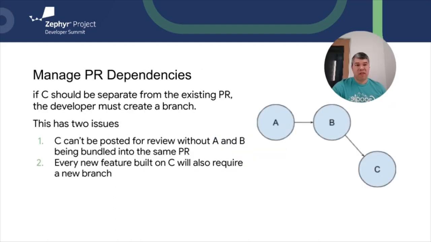One way we can mitigate this is we could make a separate PR for commit C. To do that, we need a separate branch for commit C. This has two issues. First, C can't be posted for review without A and B being bundled in the same PR. Second, every new feature built on C will also require a new branch.